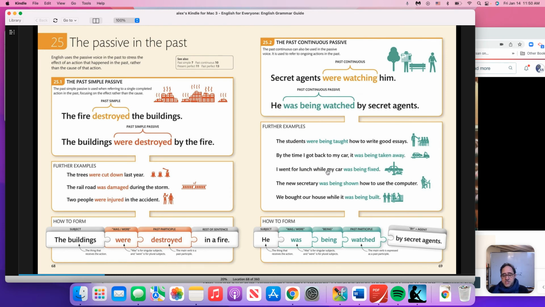I went for lunch while my car was being fixed. The new secretary was being shown how to use the computer when the new principal walked in. We bought our house while it was being built. That actually is a good one. We bought our house while it was being built. But notice how this past continuous passive usually is dependent on something else in the sentence.